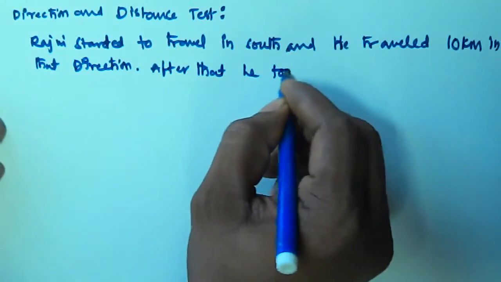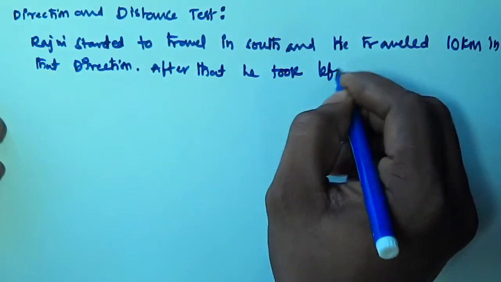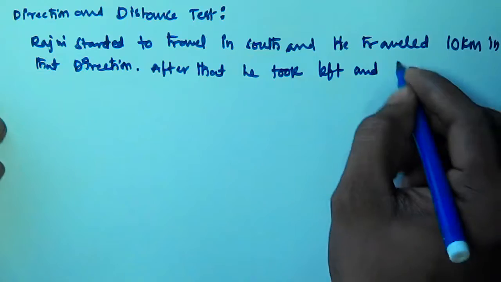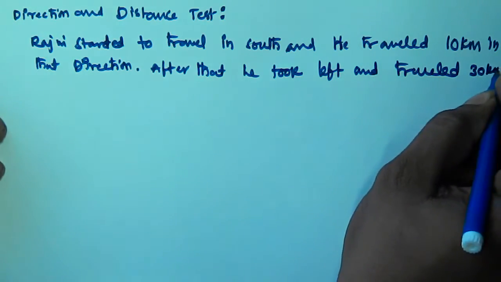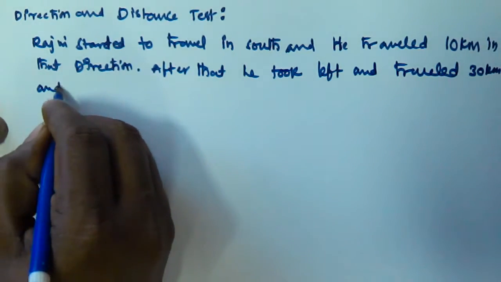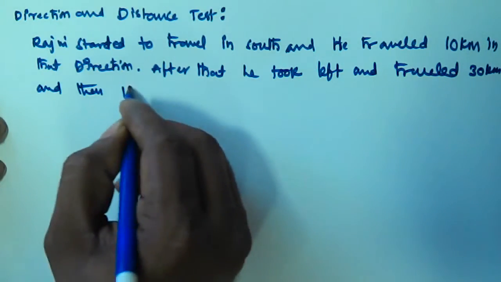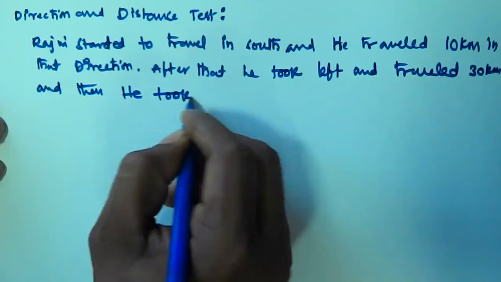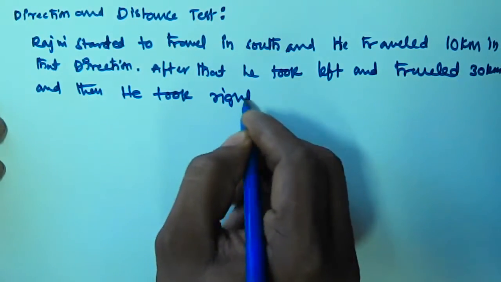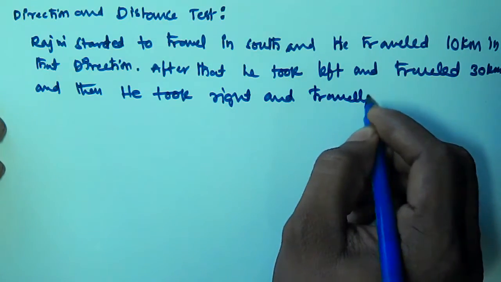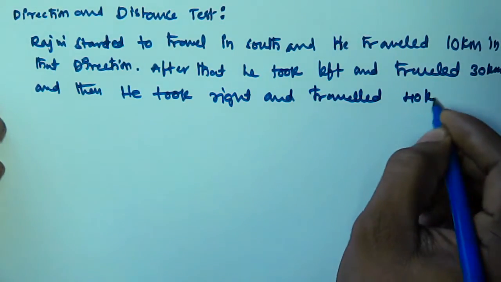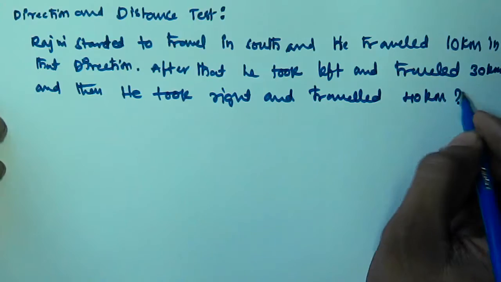After that, he took left and traveled 30 kilometers, and then he took right and traveled 40 kilometers.